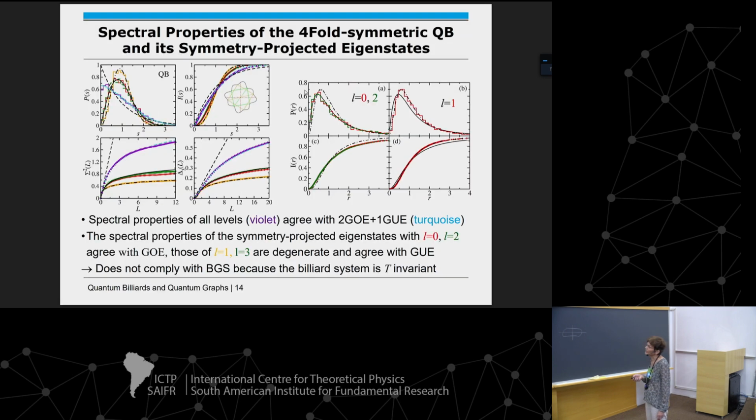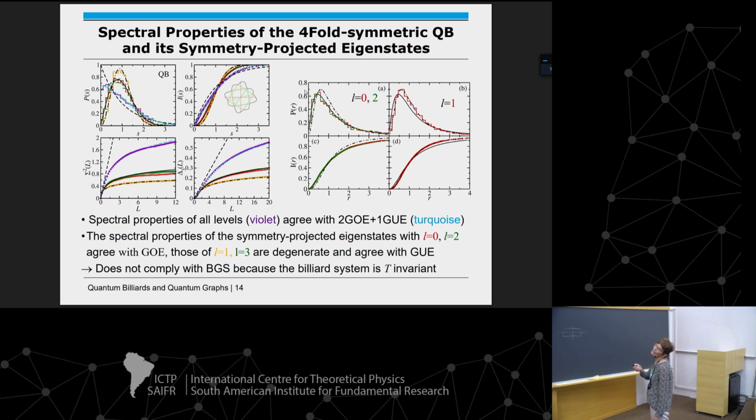Here I show the results that you obtain when you look at the spectral properties of the symmetry projected eigenstates. For L equal to 0 and 2, you have agreement with GOE. Here I show the ratio distribution, GOE. For L equal to 1 and 3, which are the degenerate pairs, you get agreement with GUE in this case. And this is L equal to 1 and L equal to 3, so these are the same. Then for L equal to 0 and 2, you have the red and green.